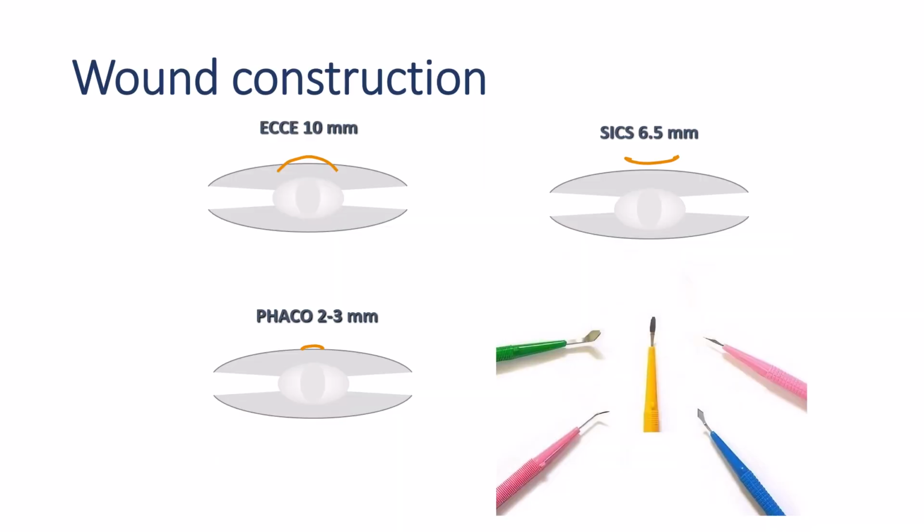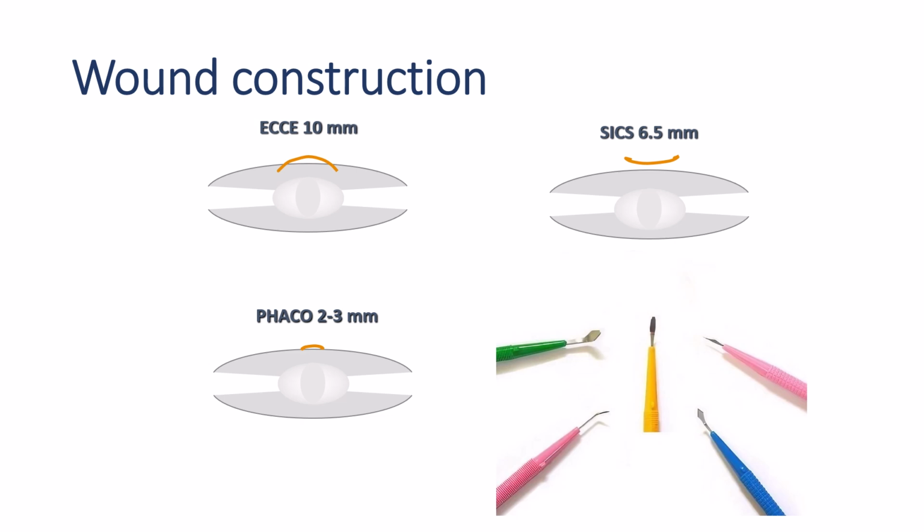So wound construction. In the last class, we saw how the wound was constructed in ICCE and how the wound construction evolved to phacoemulsification, where a tiny wound of 2.2 to 2.8 mm is used. So that's the size of the wound and the location of the wound. Now, remember that in small incision cataract surgery, a sclerocorneal tunnel is made. So it's not a monoplanar incision, unlike in conventional ECCE and phaco.